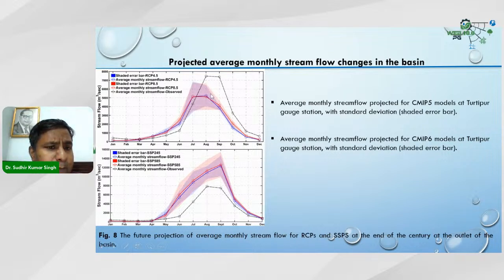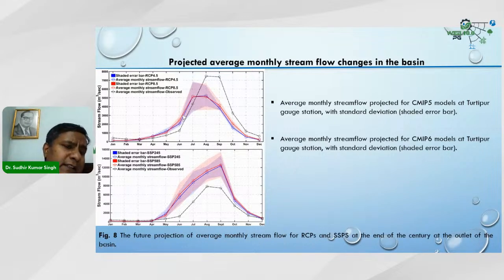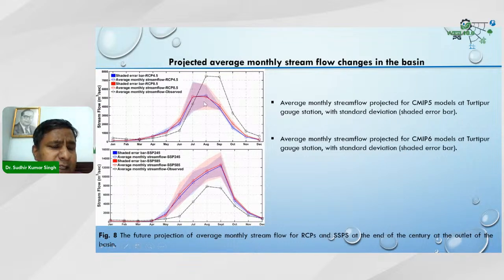And here you see that when we consider the RCPs as an input and project with our model, we find that there is a problem. Problem in terms of what? The models are under predicting. Correct. When we are considering this CMIP6 scenario, we find that the model is over predicting. So these are the uncertainties, and we have to understand how we are going to minimize this uncertainty.